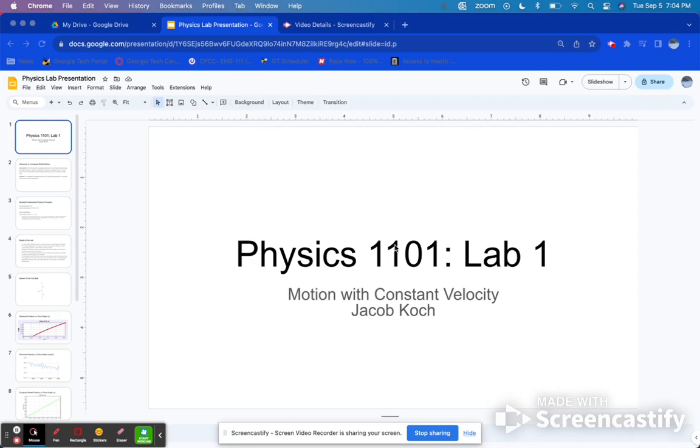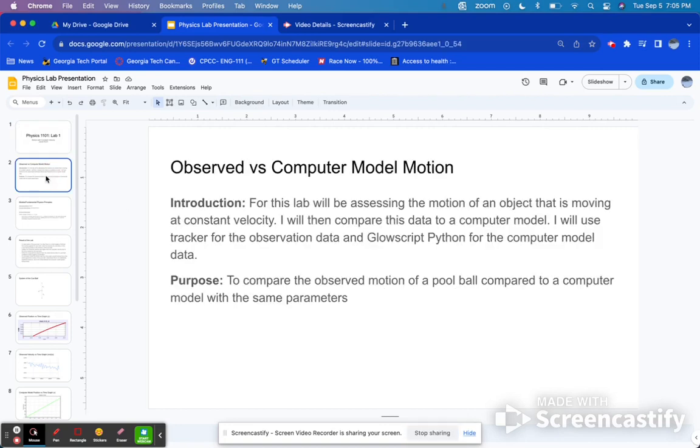This is my Physics 1101 Lab 1, Motion with Constant Velocity, by Jacob Cook. Observed versus computer model motion.